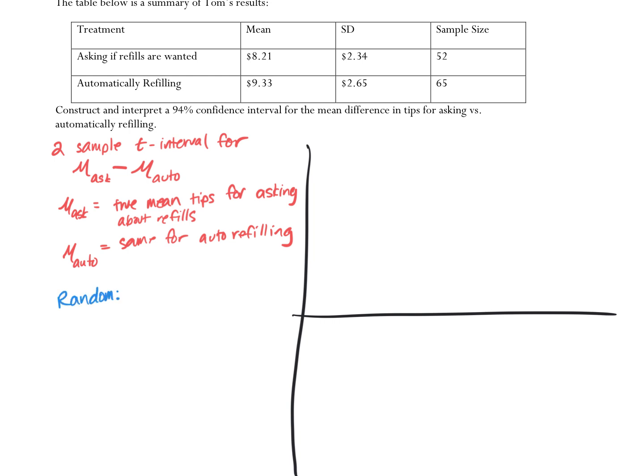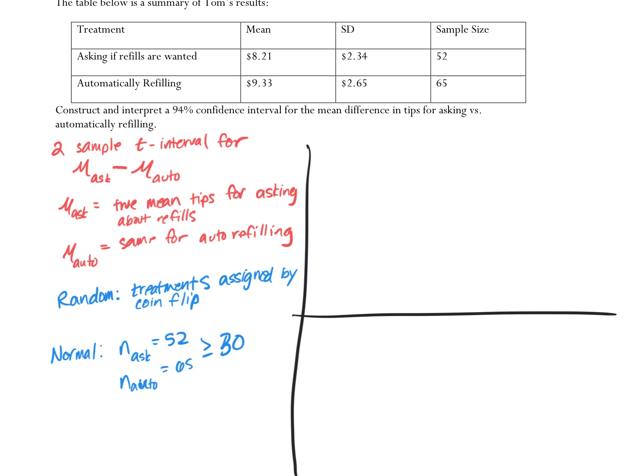Conditions. Random. I like to be as specific as possible. So I'm going to say treatments assigned by coin flip. Okay. Normal. And ask is 52 and auto is 65. Those are in fact both greater than or equal to 30. Everybody good?